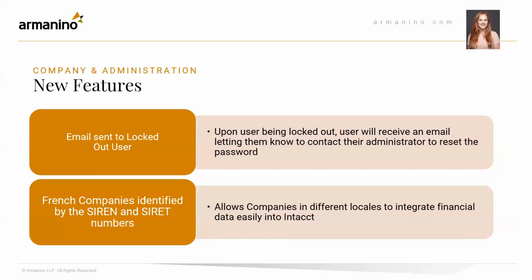In company and administration, since the release, an email will be sent to the locked out user, letting them know that they are locked out and they need to contact their administrator to reset the password. This is really important because previously it just told you in a little ribbon, hey, you need to contact your administrator, which isn't helpful because why do I need to contact my administrator if I know that I'm entering my password correctly? Now a user will understand that they're locked out, they can contact their administrator and get back into Intacct in a timely manner.